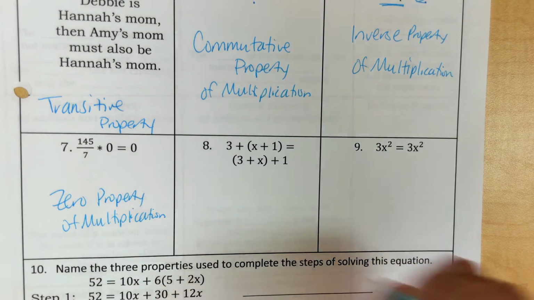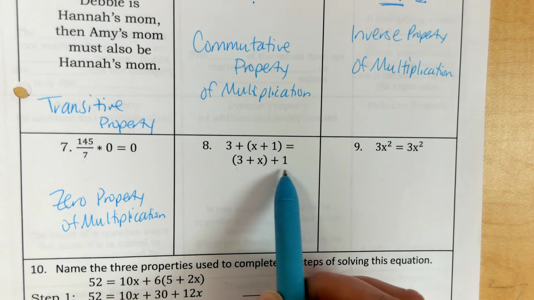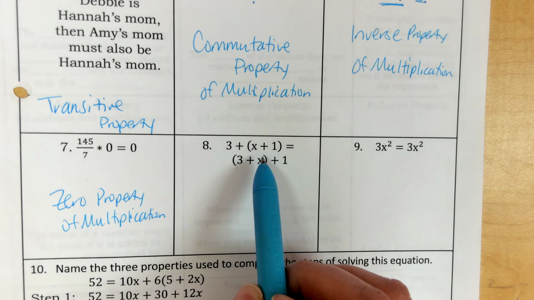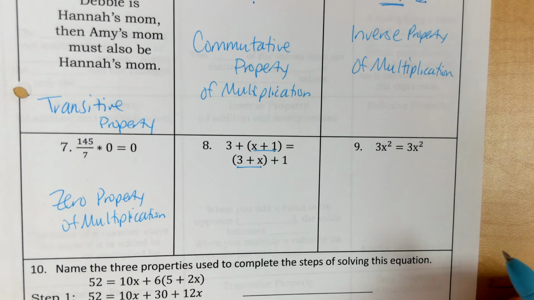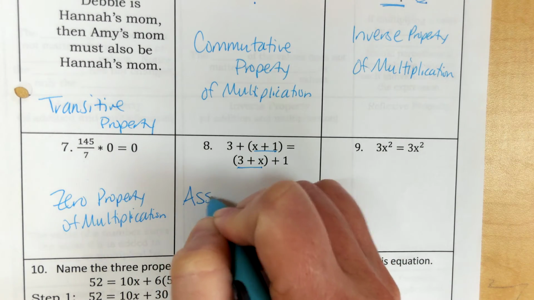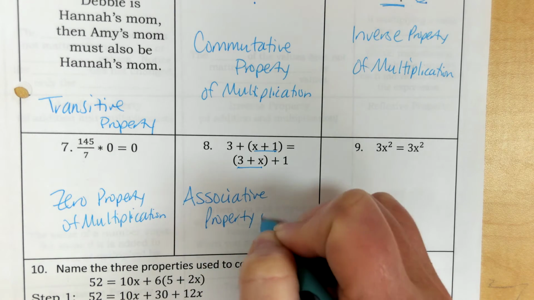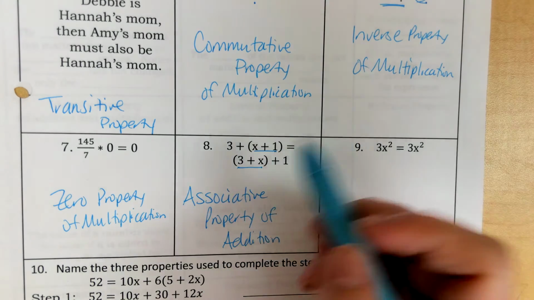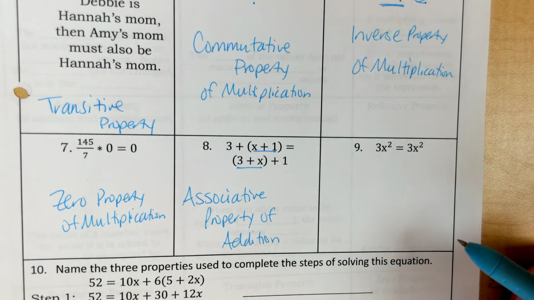Then we have question number 8. 3 plus x plus 1 is the same as 3 plus x plus 1. Notice that the order is the same in these. When I speak it, it's easy to see that. The difference here is that in the first one, I'm grouping x plus 1, and in the second one, I'm grouping 3 plus x. So my grouping has changed here, not the order. So this is going to be the associative property, and it's addition in this case, not multiplication. So the associative property of addition. It's what I've grouped together that's different, not the order of the expression.